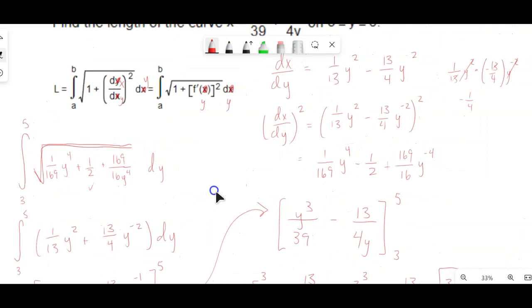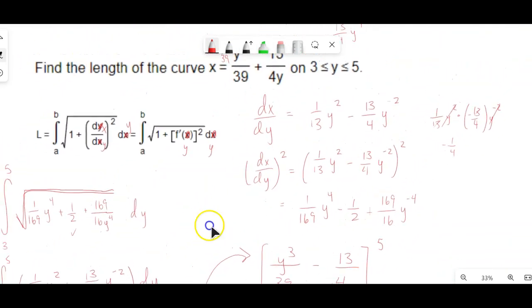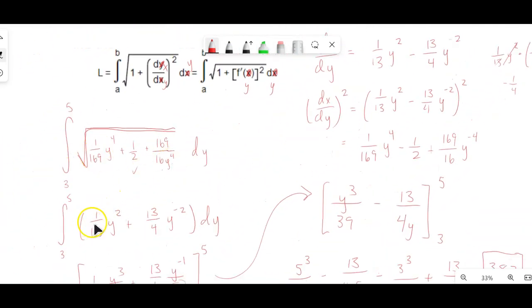But again, you need to be able to do the work. Just know that with these arc length problems, a lot of times you're going to have that perfect square trinomial that you have to factor to a binomial to get the radical to go away.